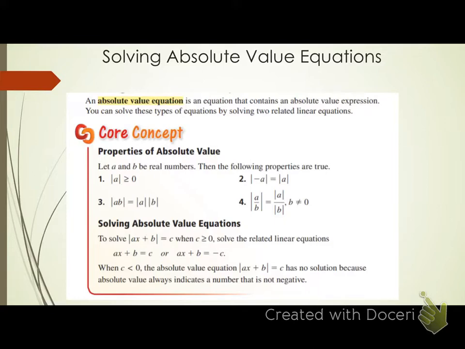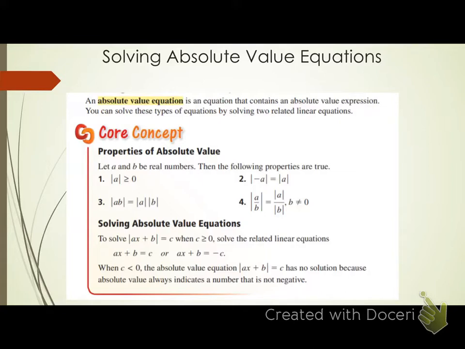Absolute value of a is greater than or equal to 0. Absolute value is always going to produce a what kind of number? Positive. So it'll always be greater than 0, right? Or, if my a value is 0, it would be equal to 0. So absolute value of a will always be greater than or equal to 0. Does that make sense? Okay.